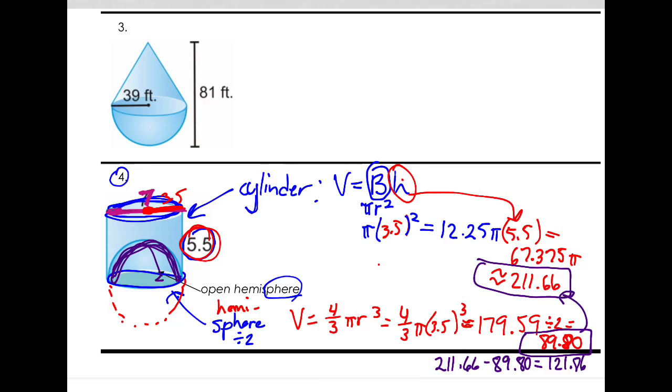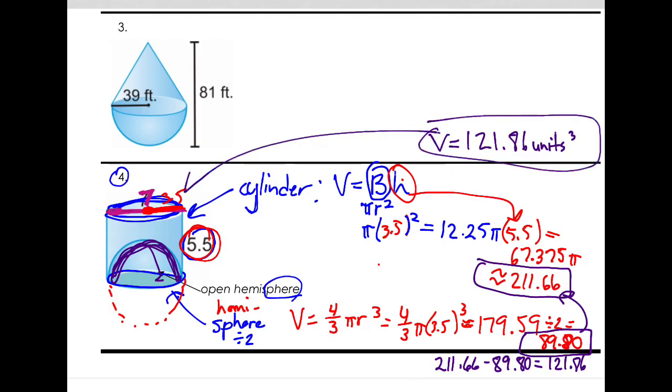121.86. So that would be the volume of this particular solid or figure, because what we have here is a hemisphere being taken out of the cylinder. So I'm just going to write that up here. So we have 121.86 units, because we don't have any particular units, units cubed. So that is the volume of that composite figure.